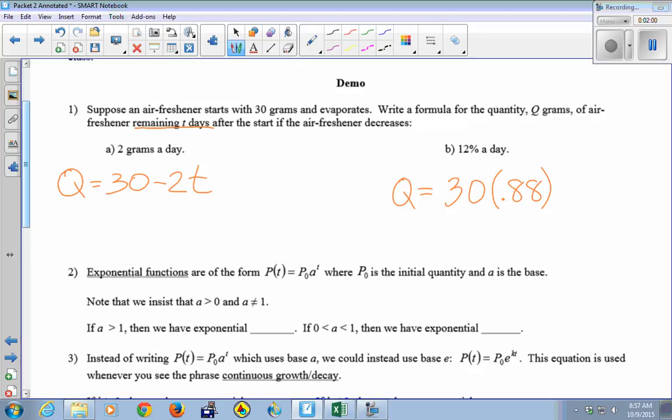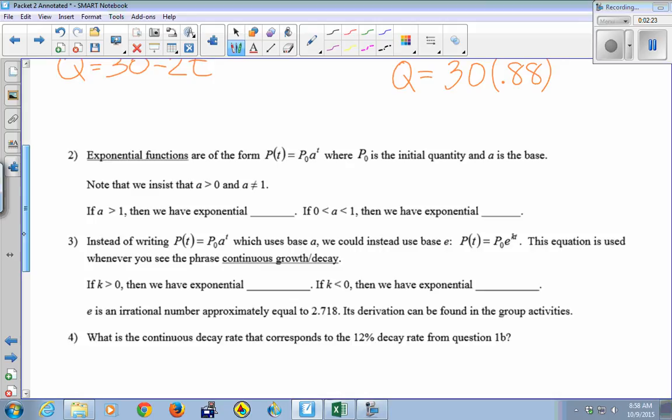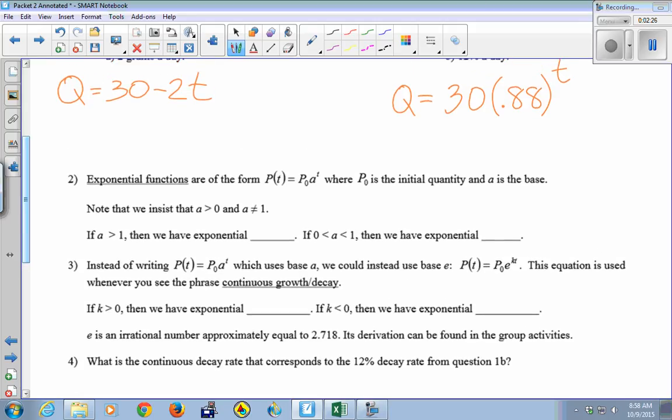So it's 0.88 each day, so I have to multiply by 0.88 over and over and over again. How do we represent repeated multiplication? An exponent, yeah. So the T goes in the exponent on this one. So that is what we call an exponential function. Exponential functions are of the form P of T is P naught times a to the T, where P naught is your initial quantity and a is your base. So in our example up here, our initial quantity was 30. 0.88 is our base.